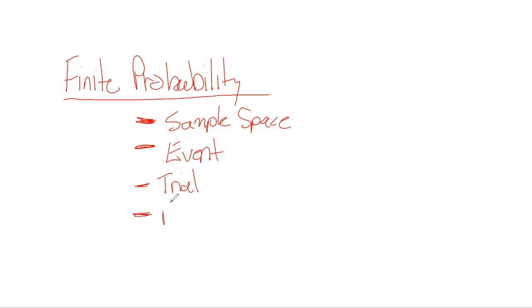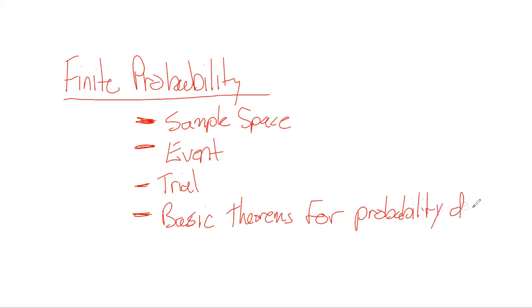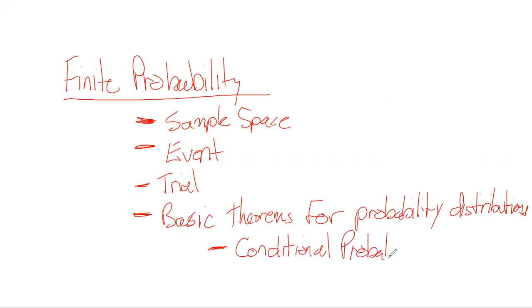And then some of the basic theorems or probability distributions. We discussed the law of total probability: the probability of an event plus the probability of not that event is equal to one. Either the event is going to happen or it's not going to happen. We also discussed the additivity of probability measures. That is, you can calculate the probability of an event by adding up the probability of all of the outcomes of that event. And we also discussed conditional probabilities and the idea of independent events.